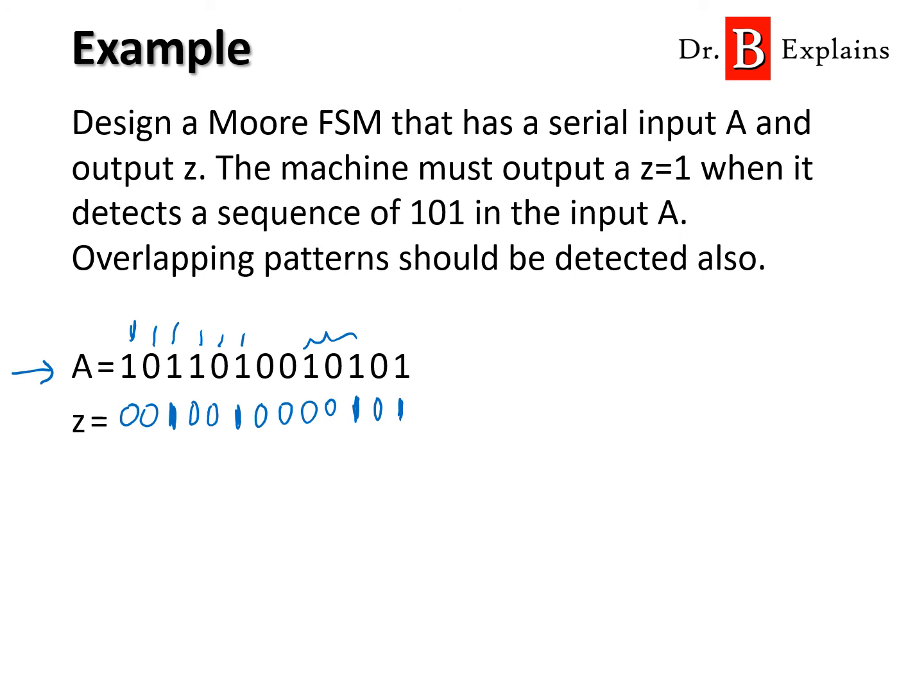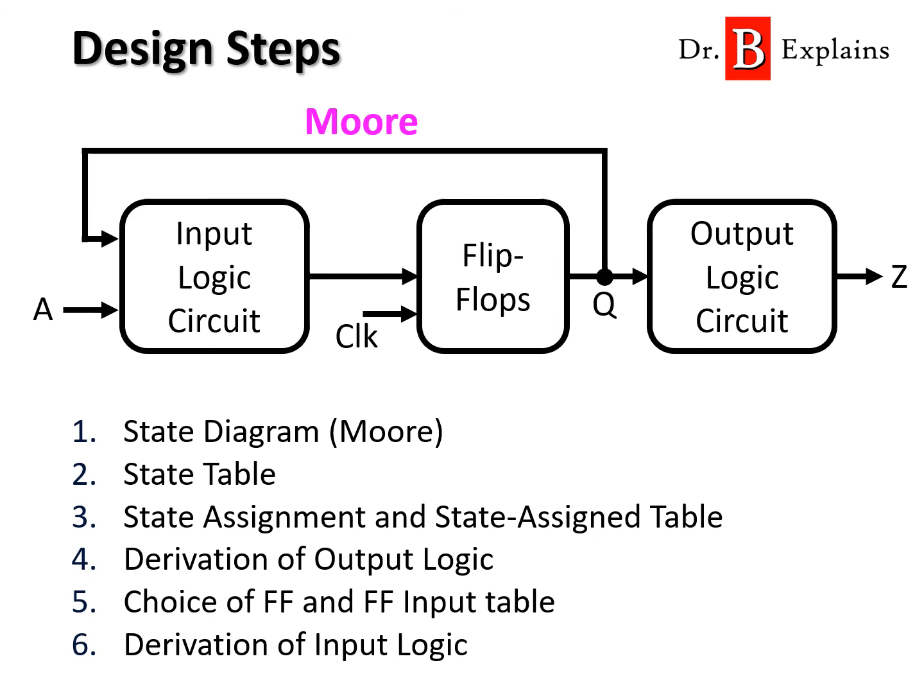So we're going to look at the steps right now. We need to design the diagram, then the state table, then the state assignment, and the state assigned table. We derive the output logic, then we choose the flip-flops, the flip-flop type basically, and then we can create our flip-flop input table, and then at the end we can derive the input logic.